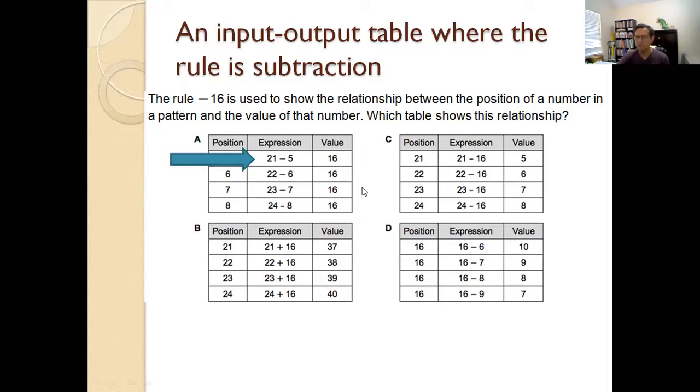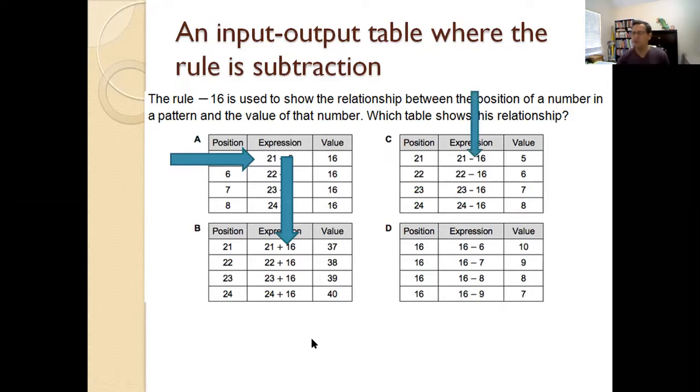Let's do option B. Position 21, 22, 23, 24, correct. Expression plus 16, plus 16, plus 16. Hey, do you remember the rule? Return to the question. The rule minus 16 is used. Oh, so here the expression is also incorrect because it's adding instead of subtracting. So option B is incorrect.